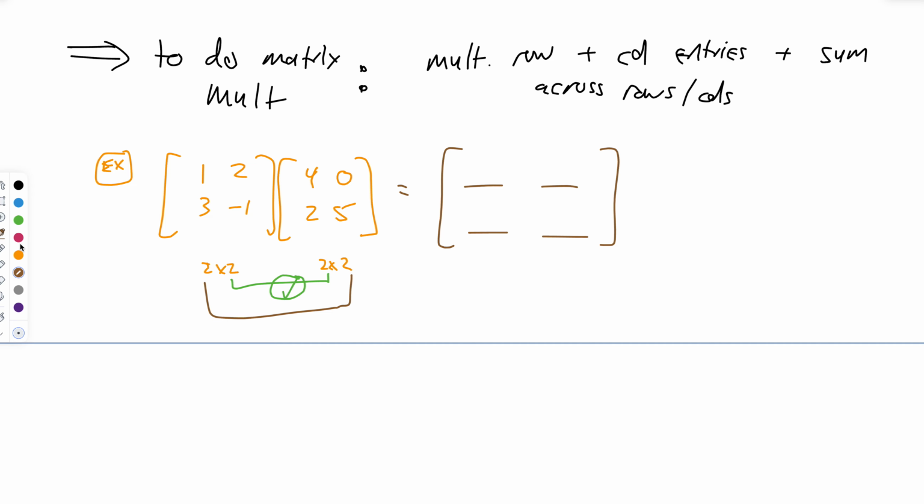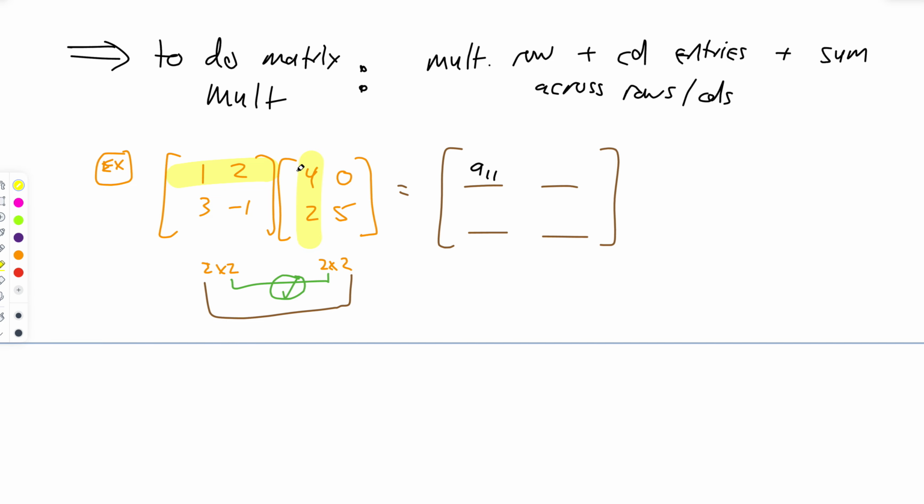Now, to do the multiplication, you take row by column. This is the general sentiment. Row by column. So if I want to find this entry, I'll call it A11. That is the entry in row 1, column 1. If you want entry 1, 1, you will take row 1 of the first matrix, column 1 of the second matrix. You will multiply the terms that correspond, and then you will add them.